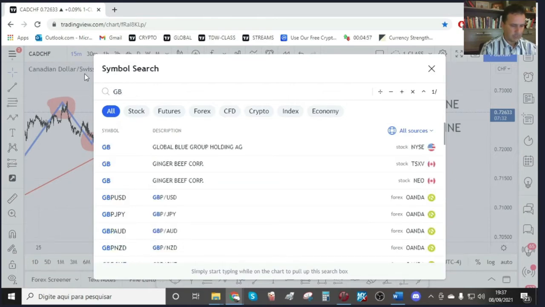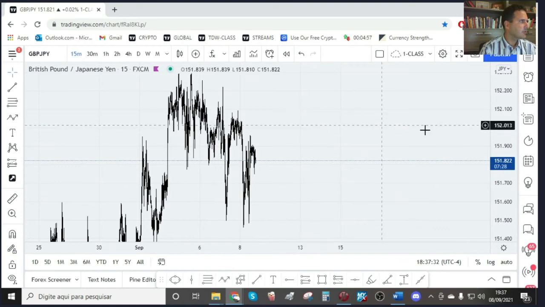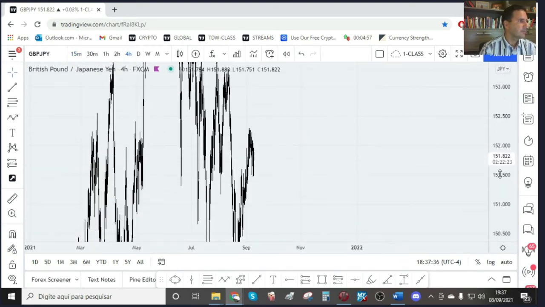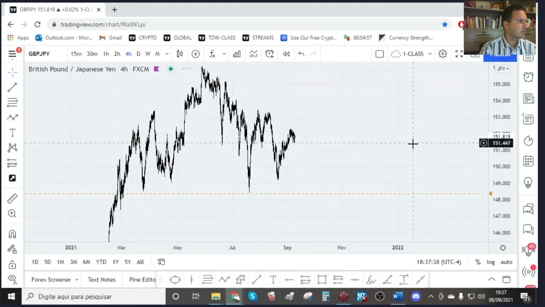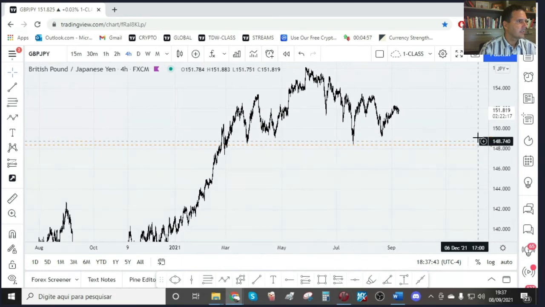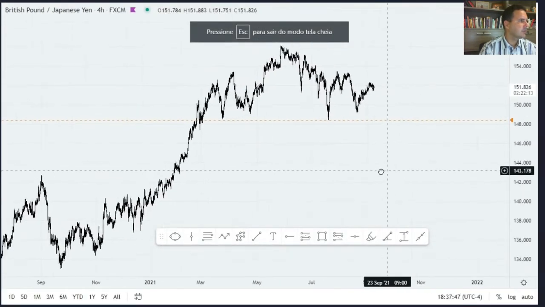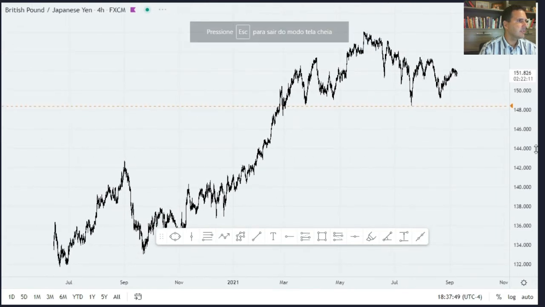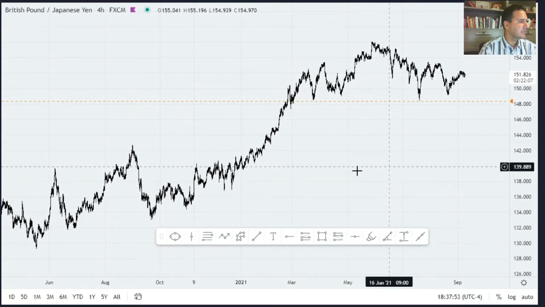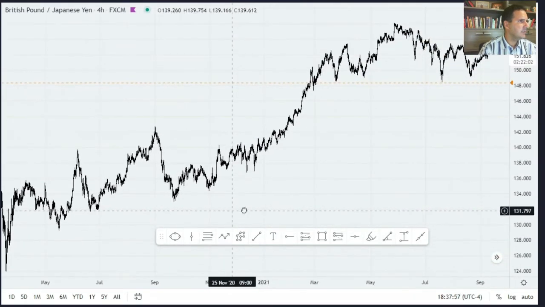Oh, GBP JPY, right? Why not? Let's change to GBP JPY on the 4-hour chart. Okay. Now GBP JPY 4-hour chart. Tell me, everybody. Okay, we are not seeing it all the way down, right? Maybe.